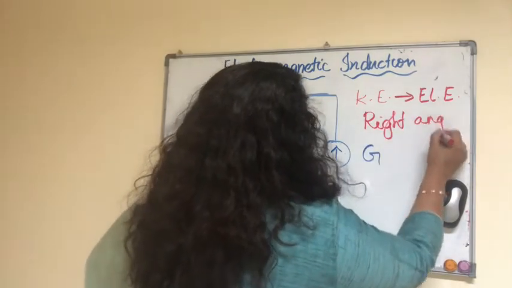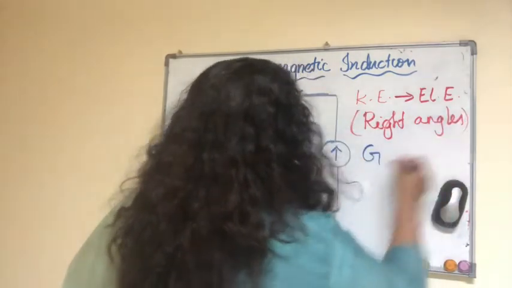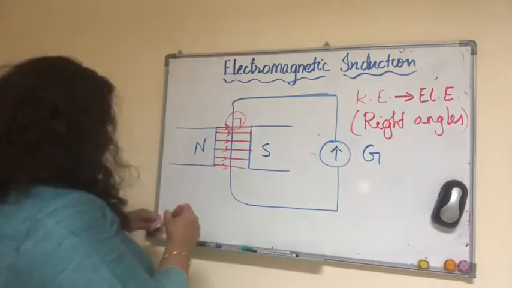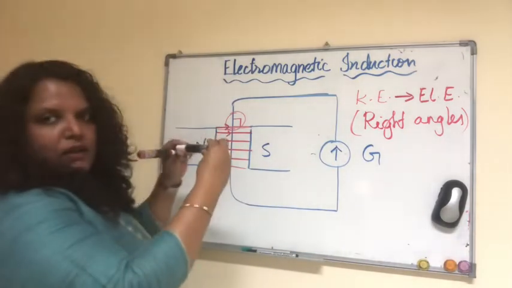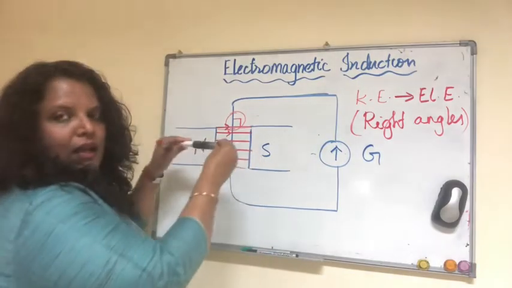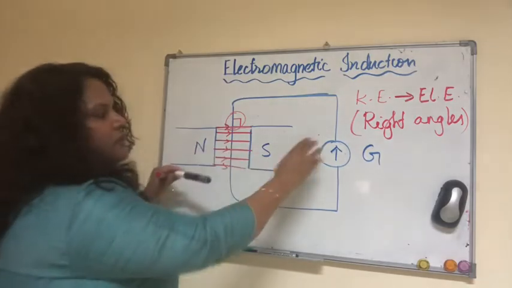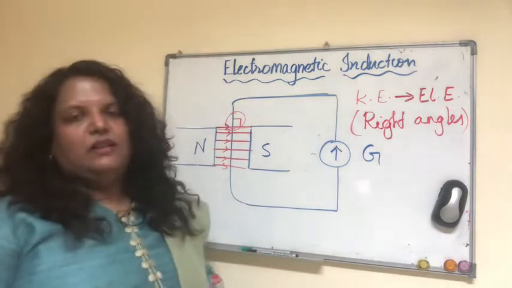If you get a situation where the wire is moved horizontally, imagine this to be the wire, and I am moving it horizontally along the magnetic field lines, you will notice that there is no deflection at all here.